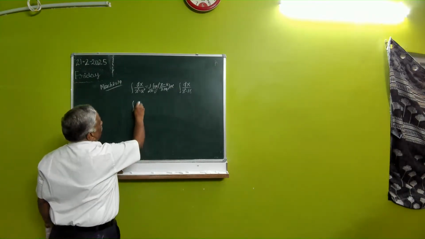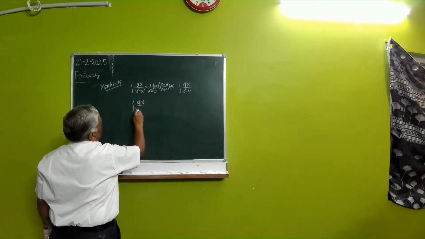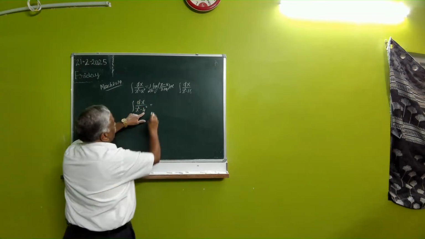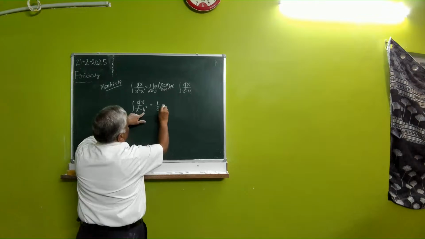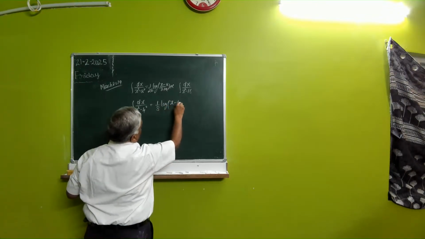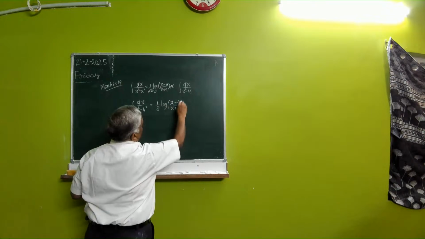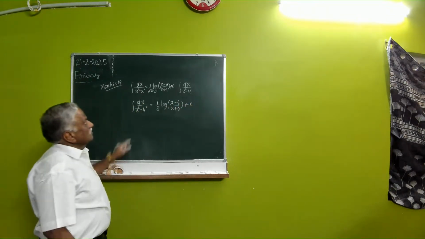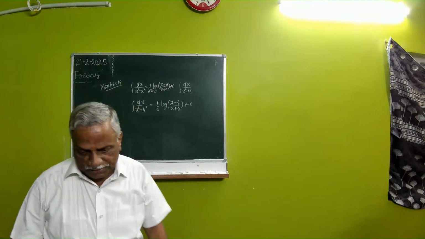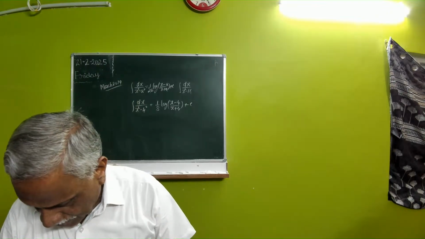So what is the method now? x square minus 4 square. In place of a, you have got 4. 1 by 2a is 1 by 8. Log of x minus 4 over x plus 4 plus c. So this you have got to do by partial fraction. I have covered it in the first part today. You can refer to that.